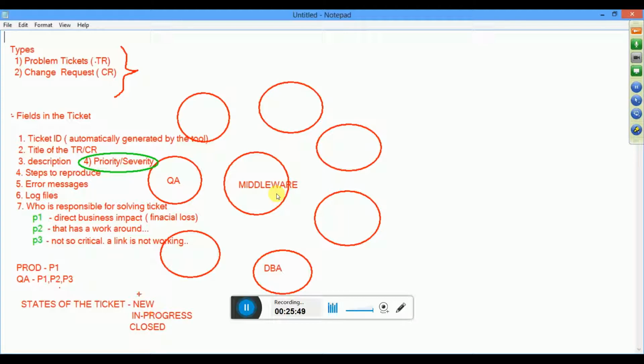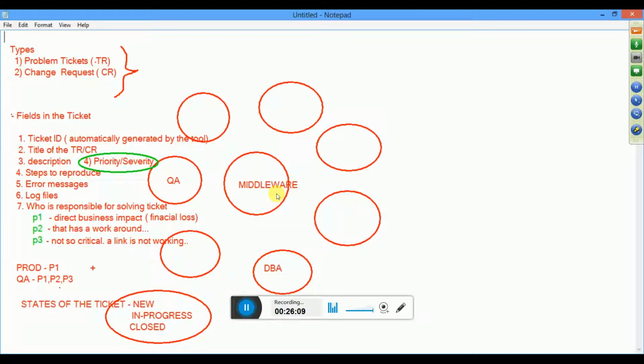Now each project may have a different way of designing these states, but just for the sake of simplicity, just say in your project you have 3 states to any ticket. When it is raised, it's new state. Once we start solving it, it's in progress. When we solve it, it's closed. Alright, so that is the ticket.